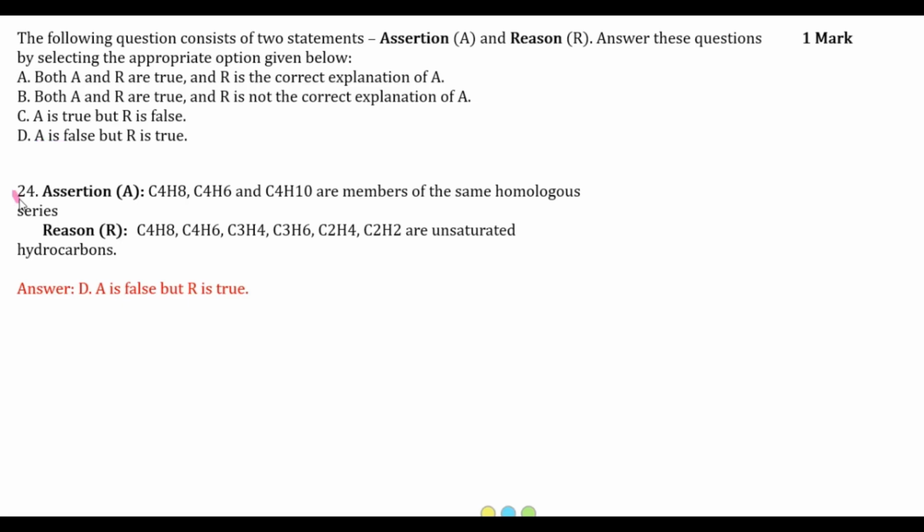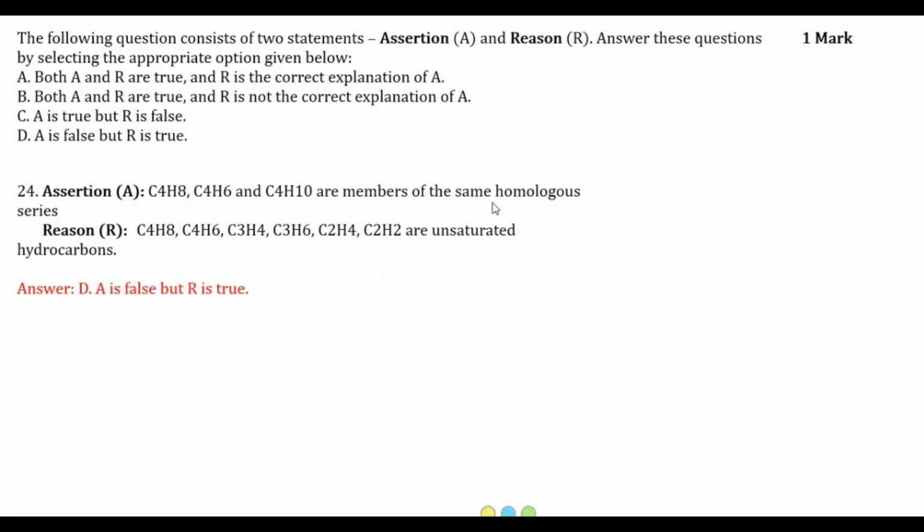So we will see question number 24. Assertion: C4H8, C4H6 and C4H10 are members of the same homologous series. They are saying all 3 are members of the same homologous series. The reason is: C4H8, C4H6, C3H4, C3H6, C2H4, C2H2 are unsaturated hydrocarbons. Now we first have to check whether both are true or not, and then whether the reason is the correct explanation of the assertion or not.